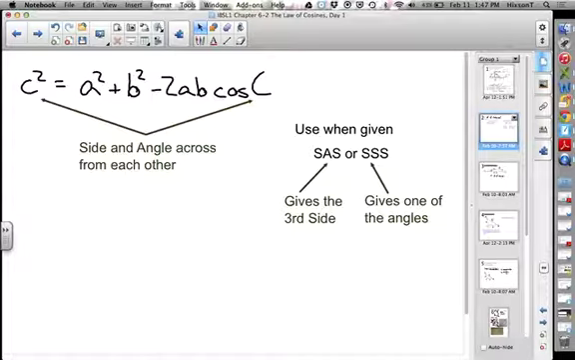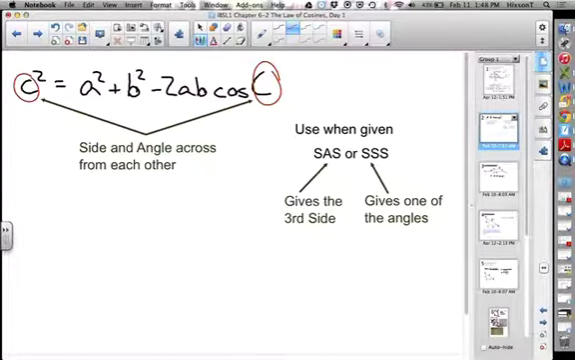The biggest thing to remember here is that whatever side is over here on this side of the equation by itself has to be the side across from the angle you're using. And that's true whether you're solving for the angle or whether you're solving for the side. When you're using this to solve for things, you're either going to be solving for this angle or you're going to be solving for this side. You should never have variables in here.